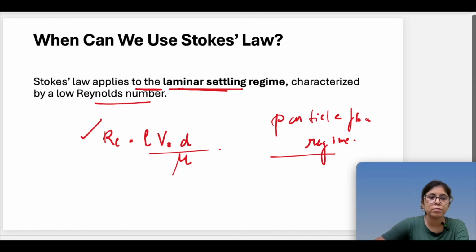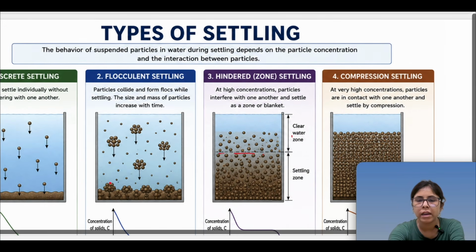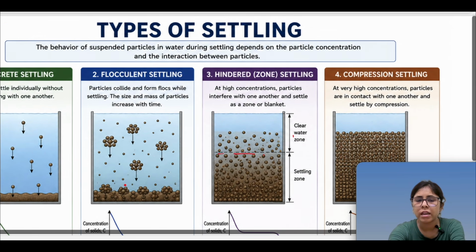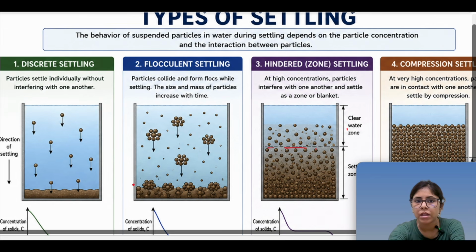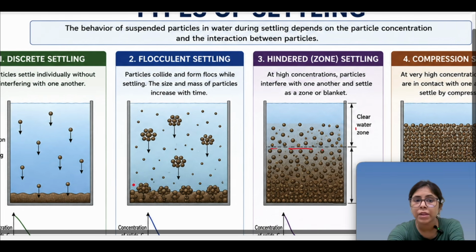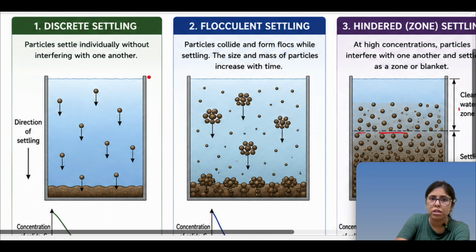Right, now let's move on to the types of settling. Depending upon the amount of suspended particles, their concentration and the interaction between them, we divide settling into four types. First, we have discrete settling. In discrete settling, the particles settle individually. They are not interacting with each other, so they just settle down individually. So this is discrete.